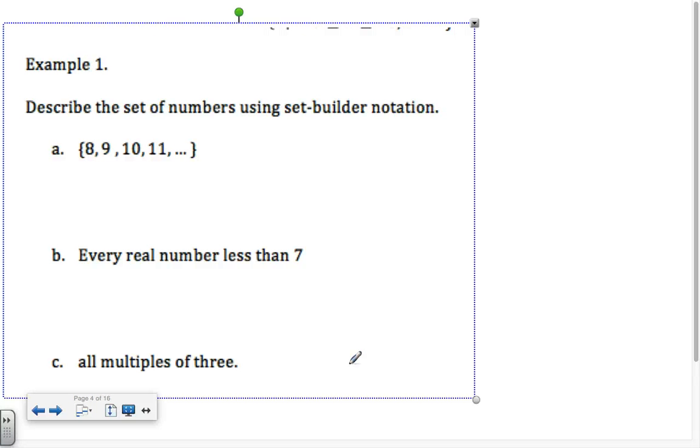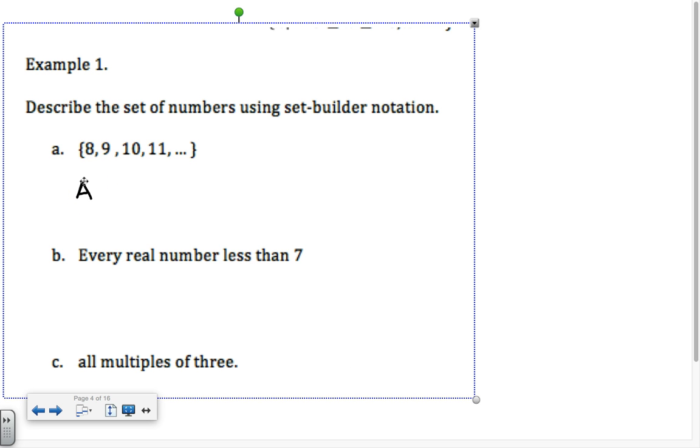Describe the set of numbers using set builder notation. So if you look, I have 8, 9, 10, 11, and this ellipsis, which means that it goes on forever. So there's a couple things that I need to do. One, I need to declare a variable. I'm also going to call this set A.